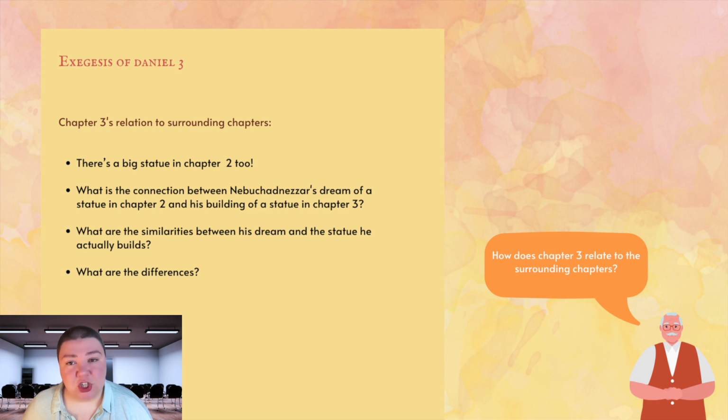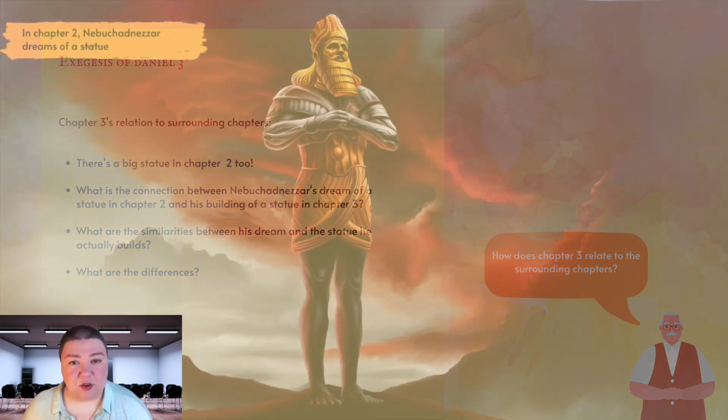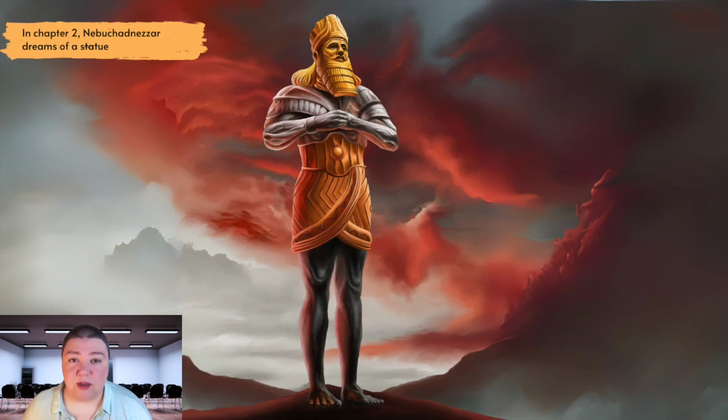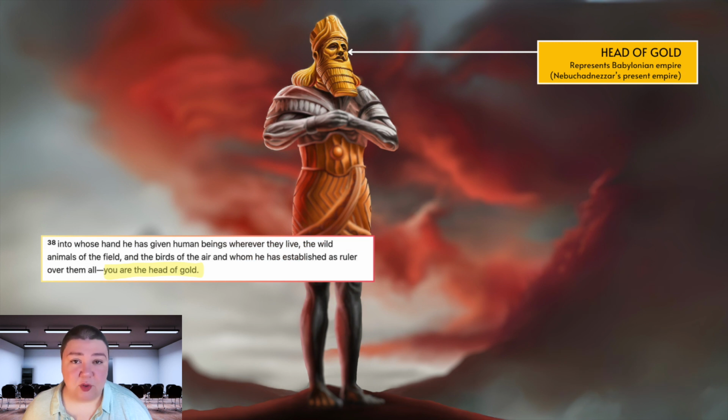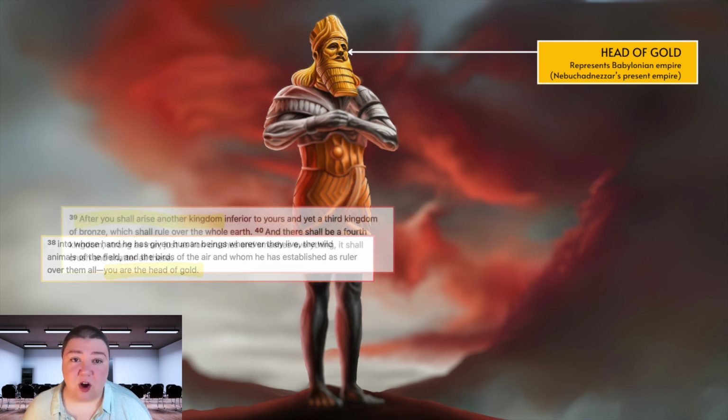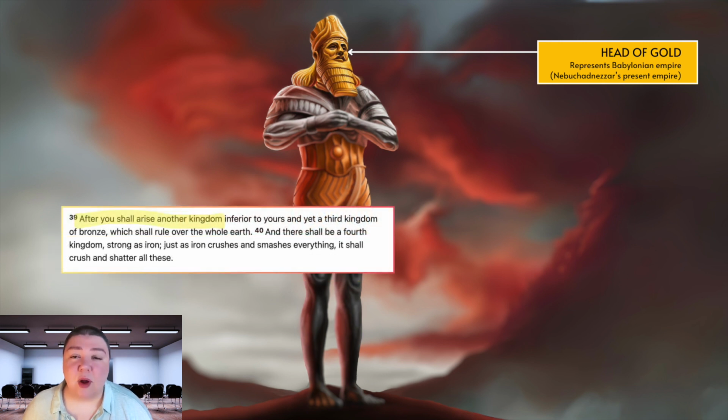Well, in chapter 2, Nebuchadnezzar has this dream of a statue. Different parts of the statue are made of different materials, and each part represents an empire. Daniel informs the king that the head of the statue, which is gold, represents Nebuchadnezzar's kingdom, the Babylonian Empire. But of course, the dream continues to say that though you, Nebuchadnezzar, are the head made of gold, your empire will be taken over by others.